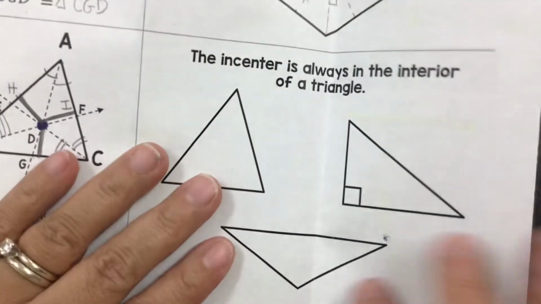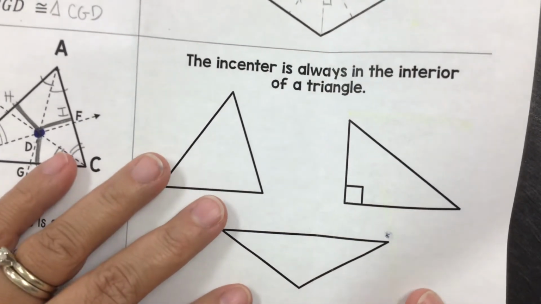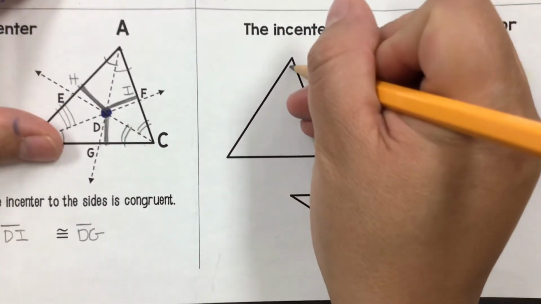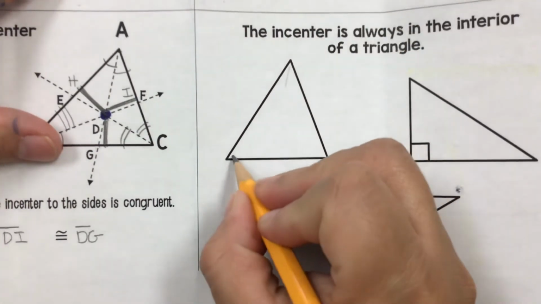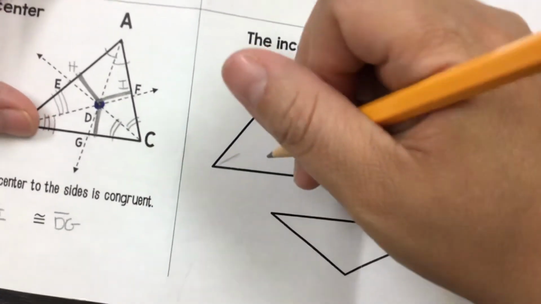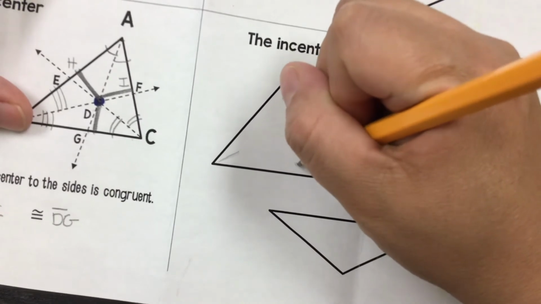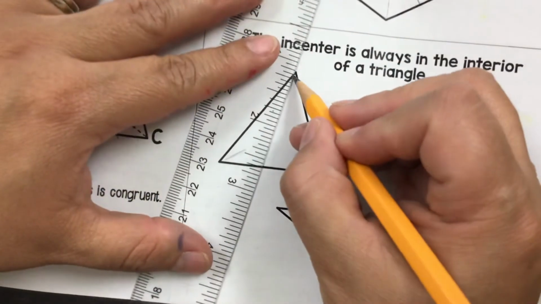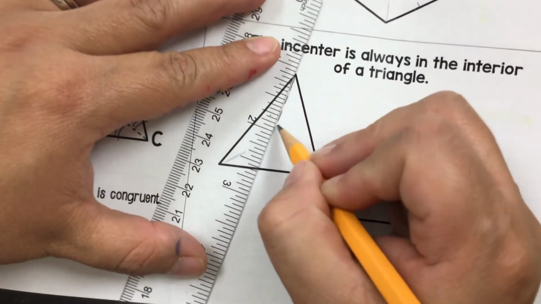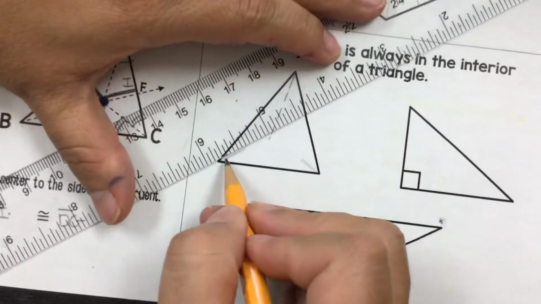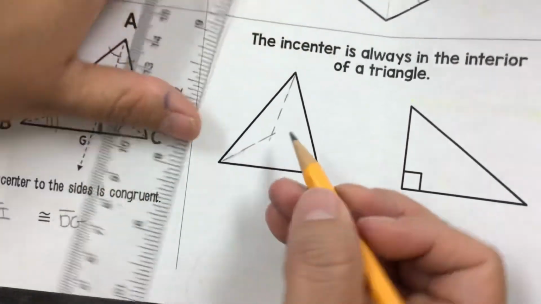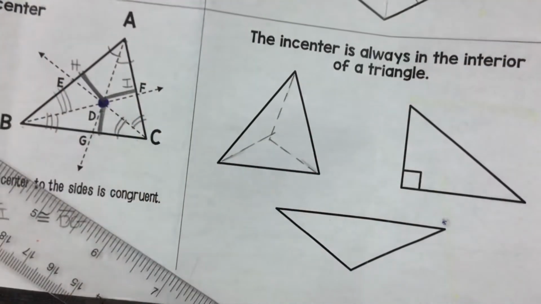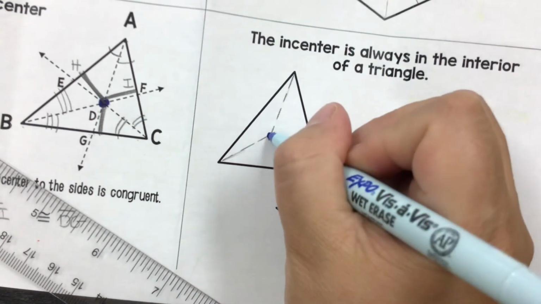All right, let's draw some in-centers. In-center is always going to be in the interior of a triangle. And what you're trying to do is cut the angles. So what helps me out is that if I sketch, what we're supposed to do is get a protractor and measure the actual middle of the angles. We're just going to sketch it. And that's bisecting all the angles. So this would be your in-center.